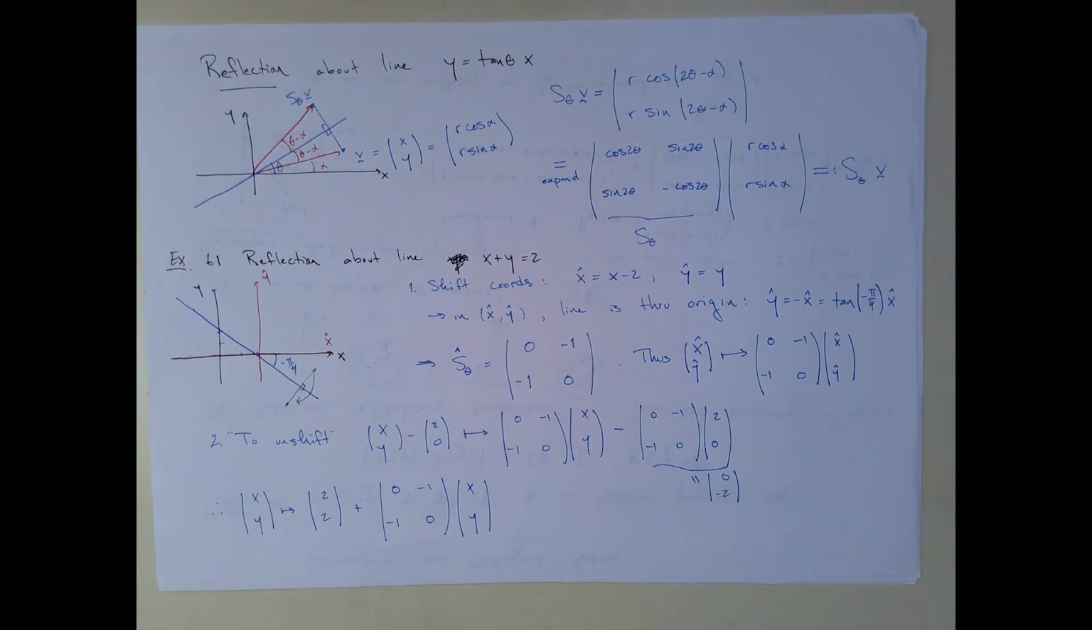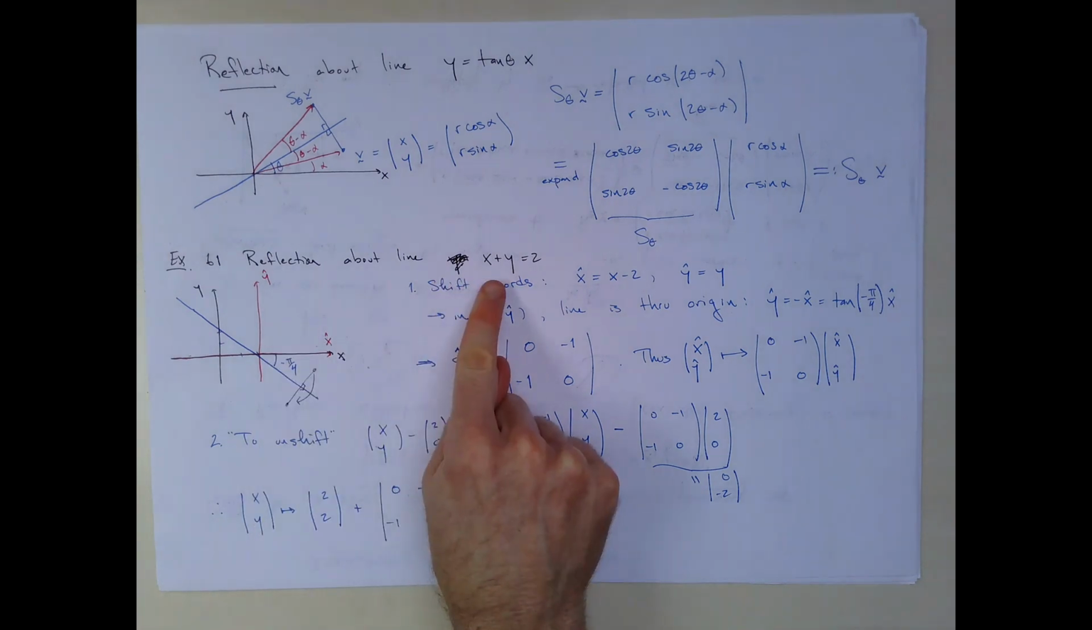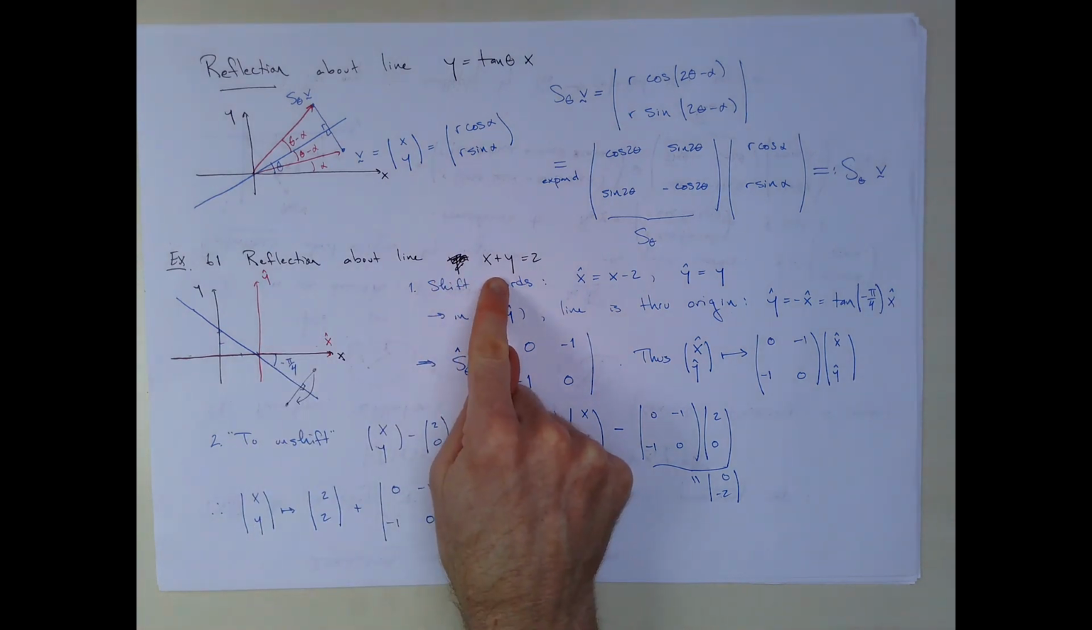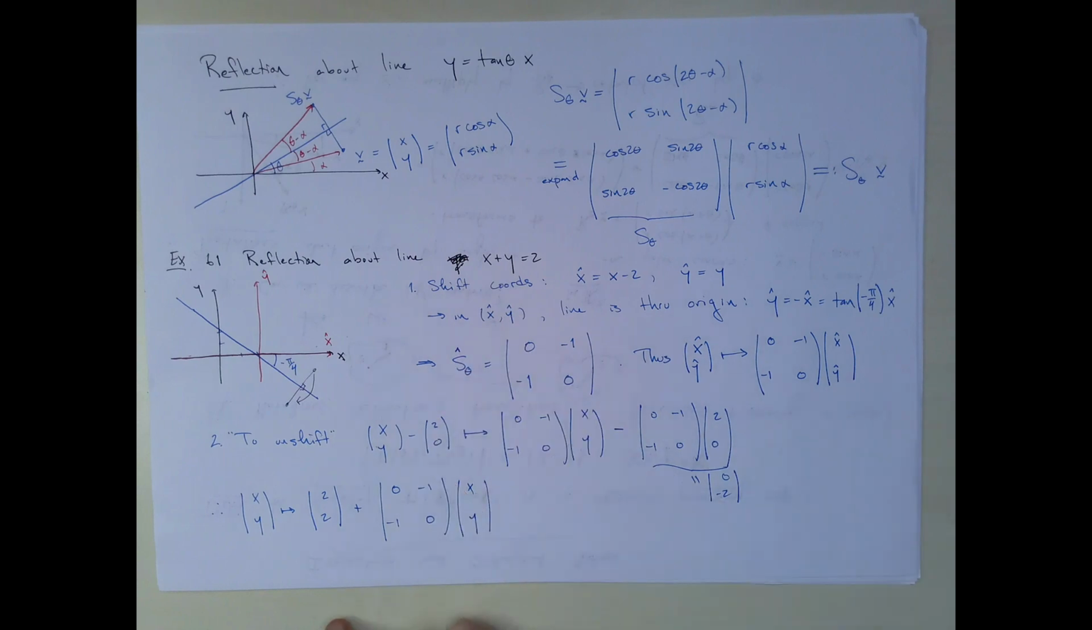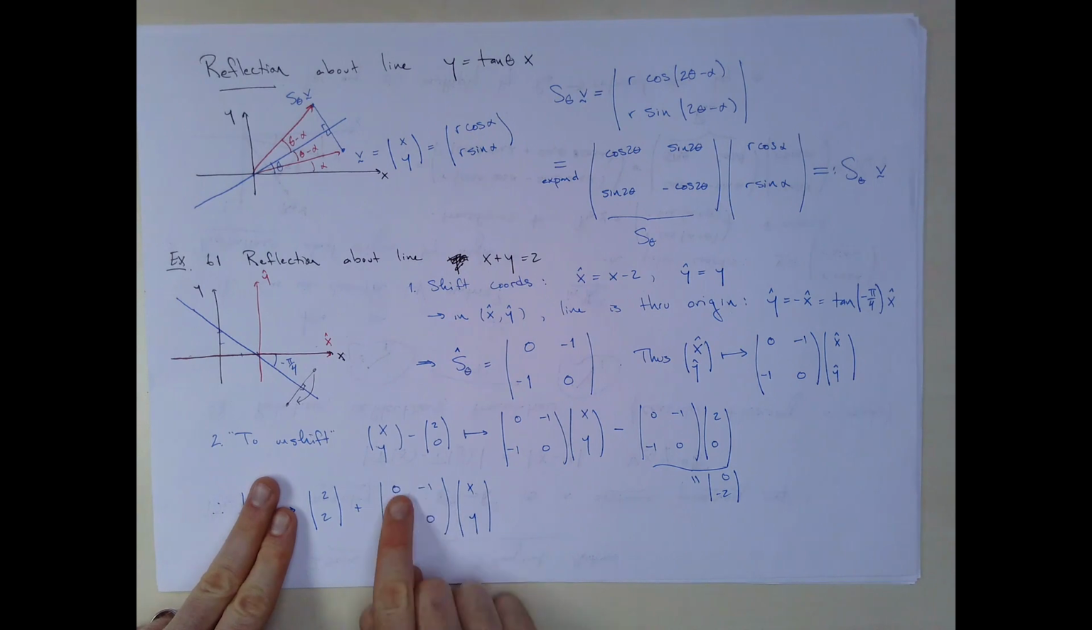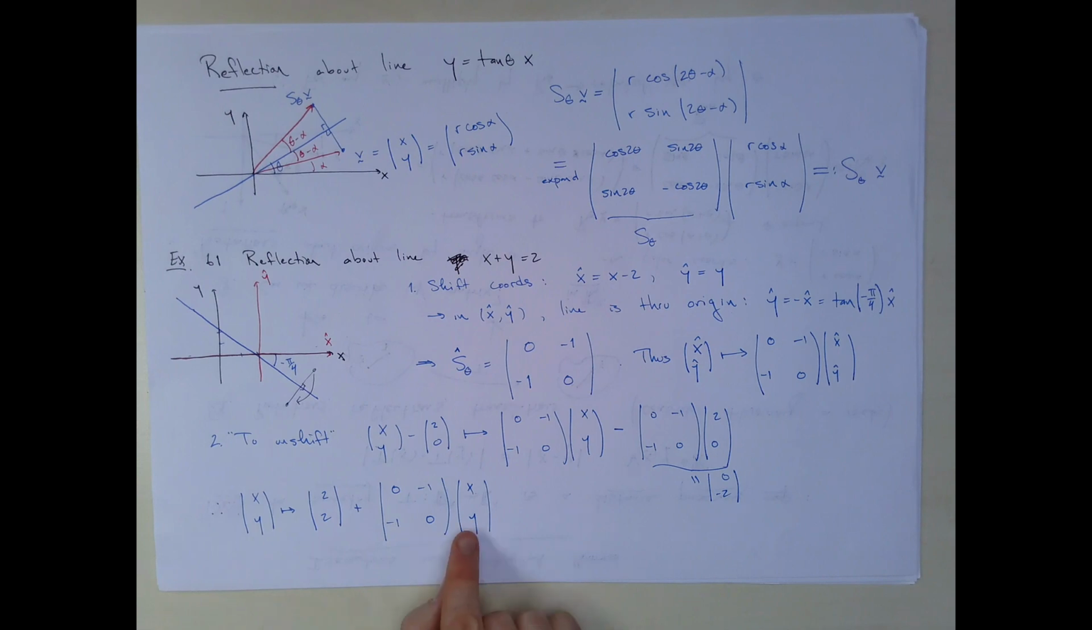Okay. So, a couple of quick observations. In this case, reflecting about a line that did not go through the origin, it is not possible to write that map as a simple matrix multiplication. So what we end up with is, this is the definition of the map: the map takes (x, y) to this matrix times (x, y) plus this vector. So it's matrix multiplication plus a constant vector.